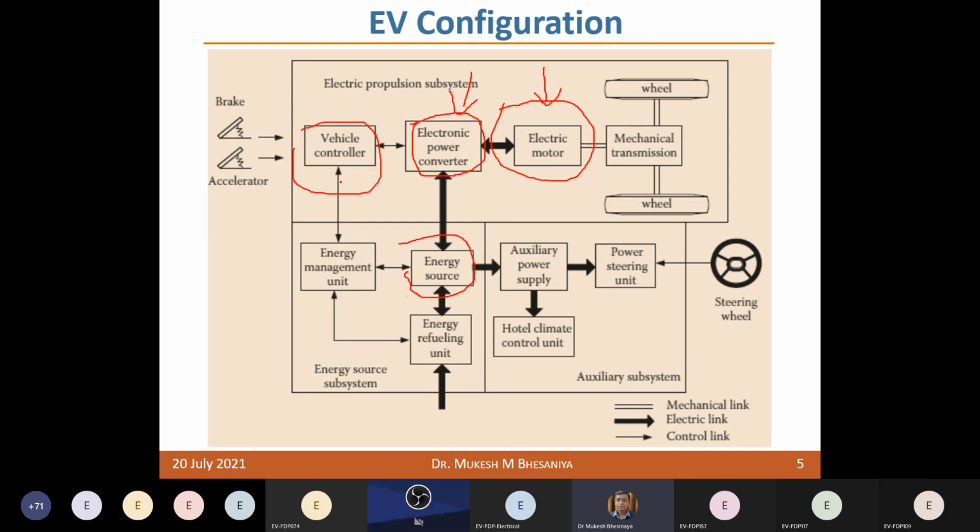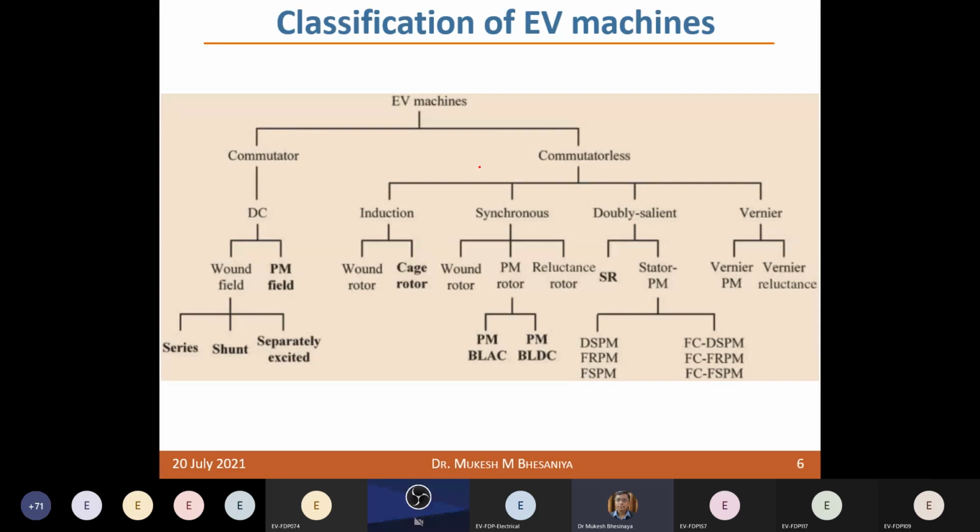So this is a basic configuration of an EV, and we'll be talking about the drives, which consist of a motor and this converter. I already mentioned some of the machines which are used in this EV. Broadly, these machines can be classified into two categories. One we call a commutator based machine, where you have brushes.